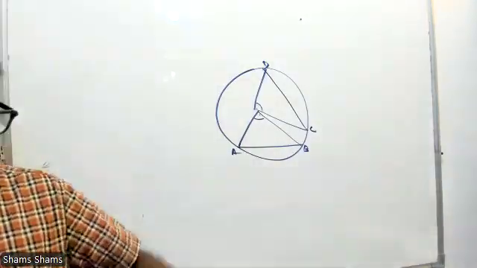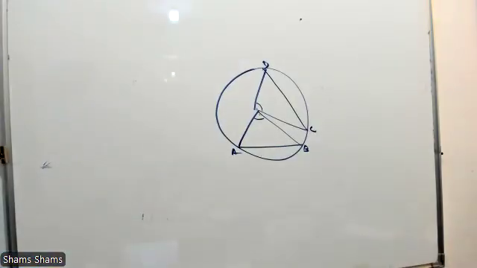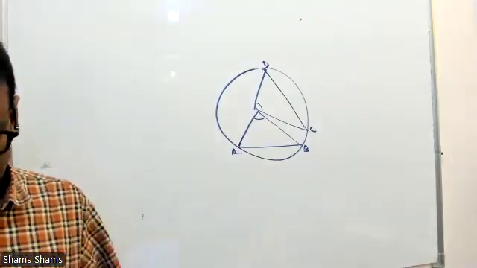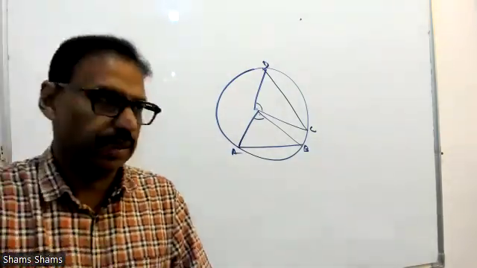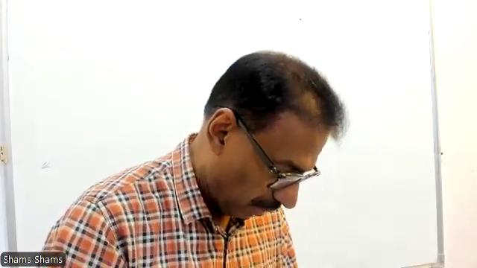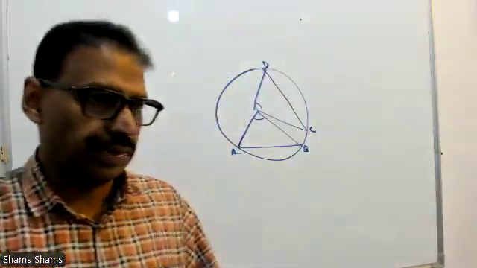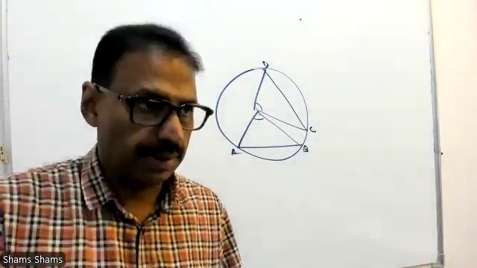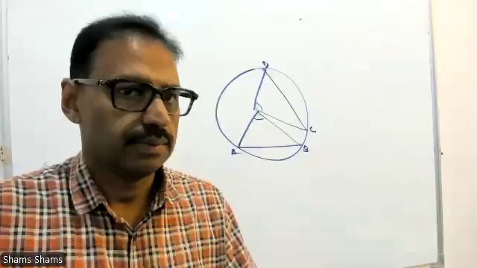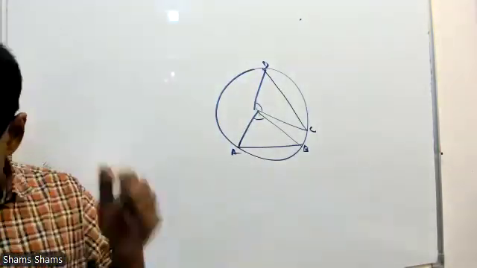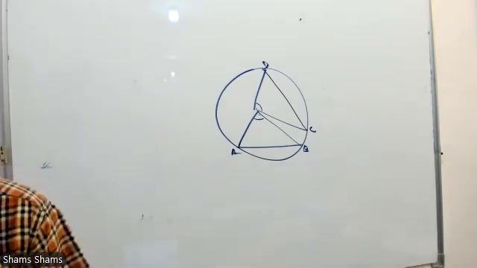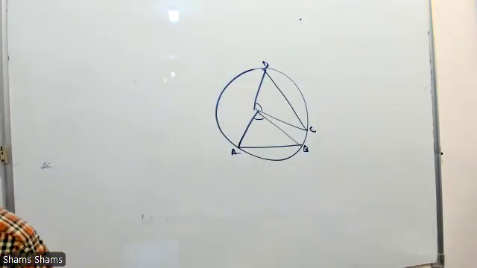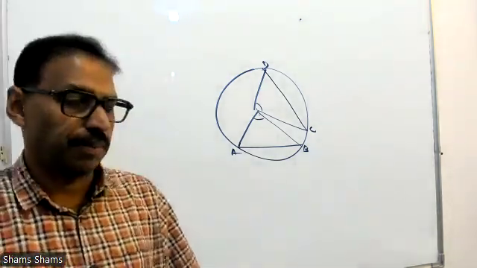Equal chords of a circle subtend equal angles at the center. Draw this figure.